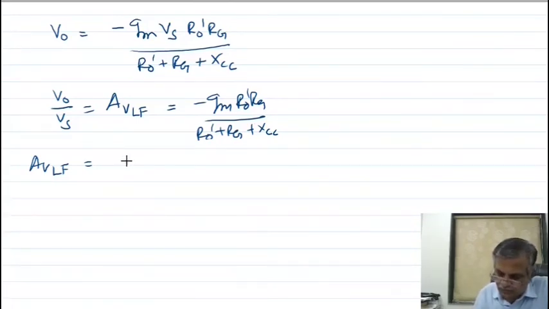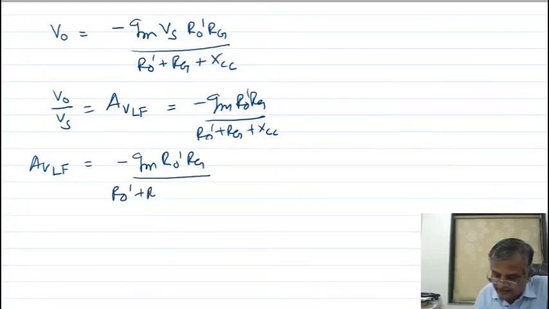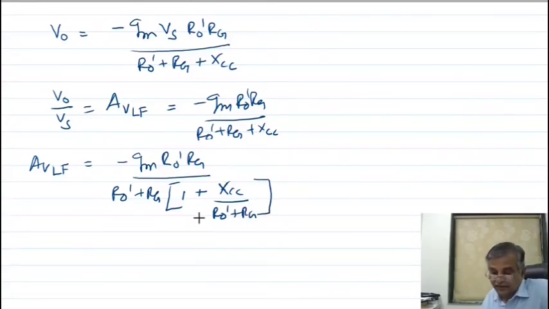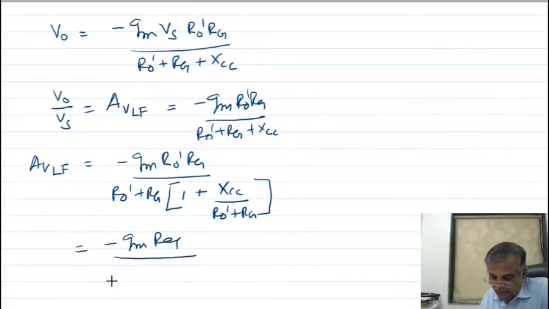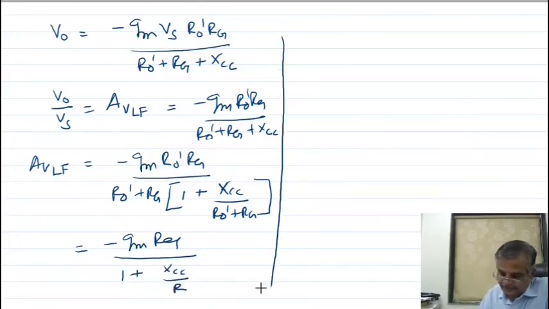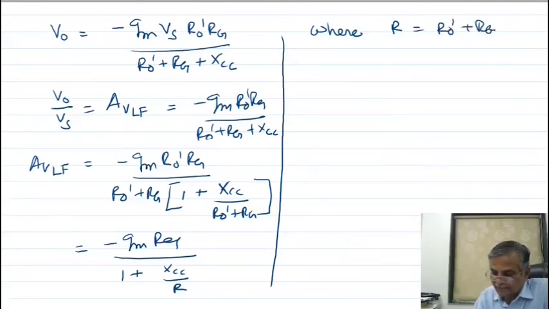Slightly for more understanding I can add one more step. 1 plus XCC upon RO dash plus RG, so you get better understanding. Minus GMR equivalent upon 1 plus XCC by R. Here I want to use R, that's why I have changed it here, where R is equal to RO dash plus RG.